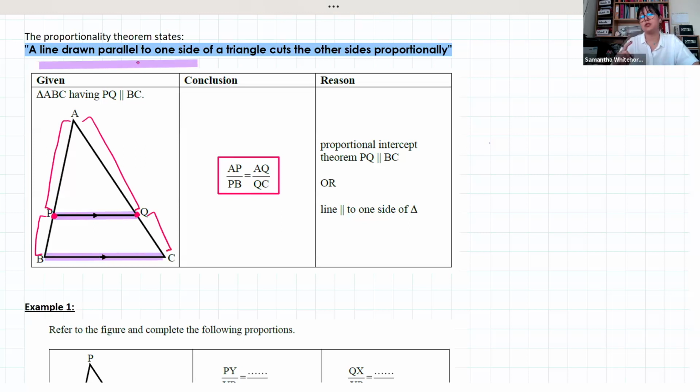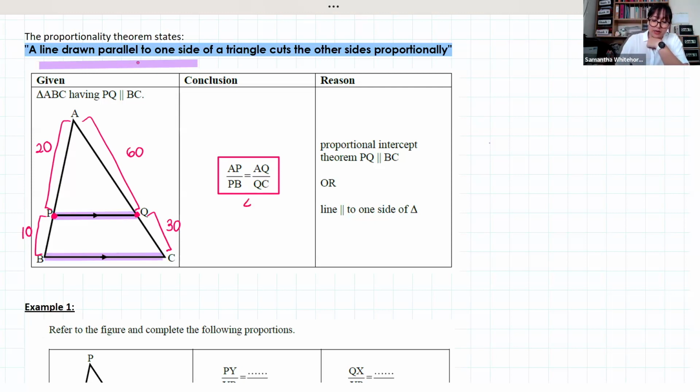Now, importantly, I'm using the word ratio. I'm not saying they are the same length. I'm saying they are in proportion. So for example, I'm just going to make this up, if this was 20 centimeters and that was 10 centimeters, that ratio is 2:1. AP is double the length of PB, which means that AQ could be 60 and QC 30. It is in proportion. They are both double the length, or they have a proportion or a ratio of 2:1.